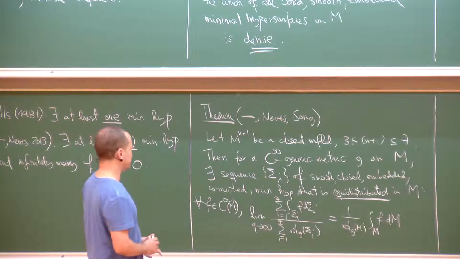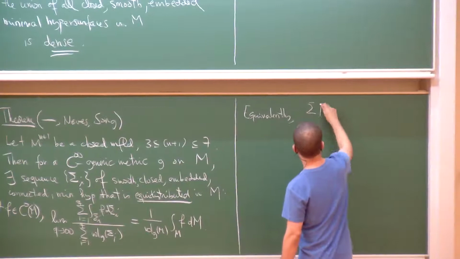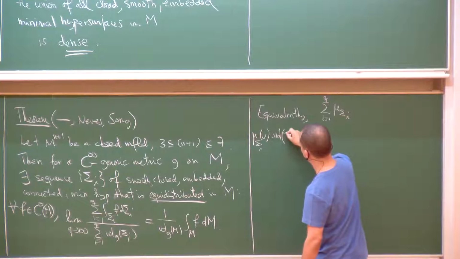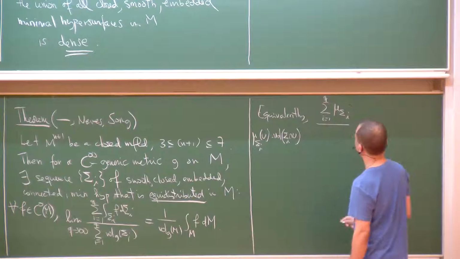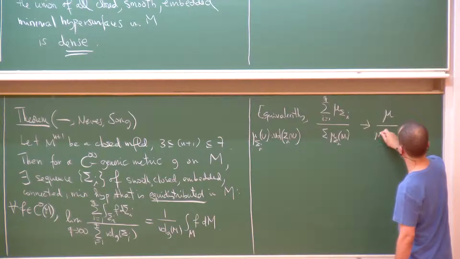Okay, of course, equivalently, this is saying that if I sum the measures associated to these hypersurfaces, so the measure of sigma i of an open set is just the volume of the surface inside that open set, and if I normalize this so that it's a probability measure, so I divide by the sum of the total volumes, this converges to the Lebesgue measure of the manifold normalized. Volume measure.